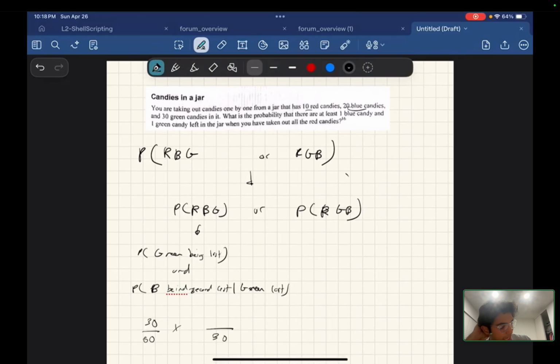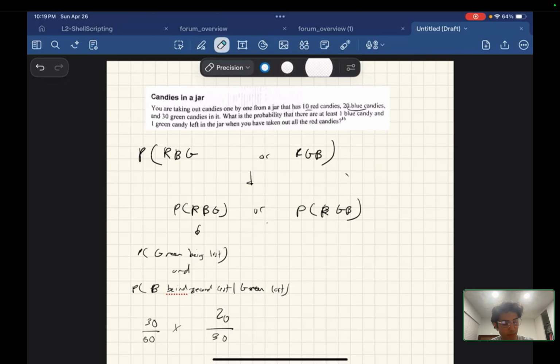What's the chance that blue is the last one of the red and blue batch? Well, there's 20 blue candies, and any candy has equal probability of being the last one in a particular population. And so there's 20 blue and there's a population of 30, so there's 20 out of 30 chance that blue is second last given green was last. And also this is an or statement, so you add them up, right? Or and plus are the same thing when they're independent events.